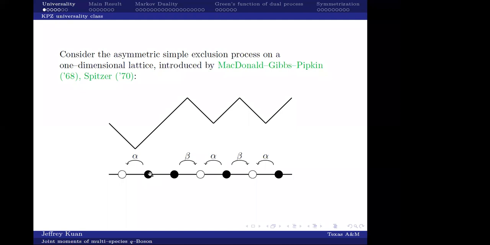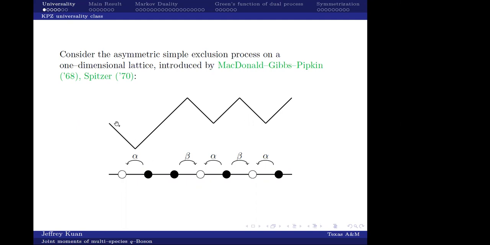Each particle has an exponential clock of rate 1. When the clock rings, it chooses to jump either left or right, with probability alpha or beta. The exclusion occurs if a particle tries to jump to a site that's already occupied. In that case, the jump is blocked. So no jumps can occur here.